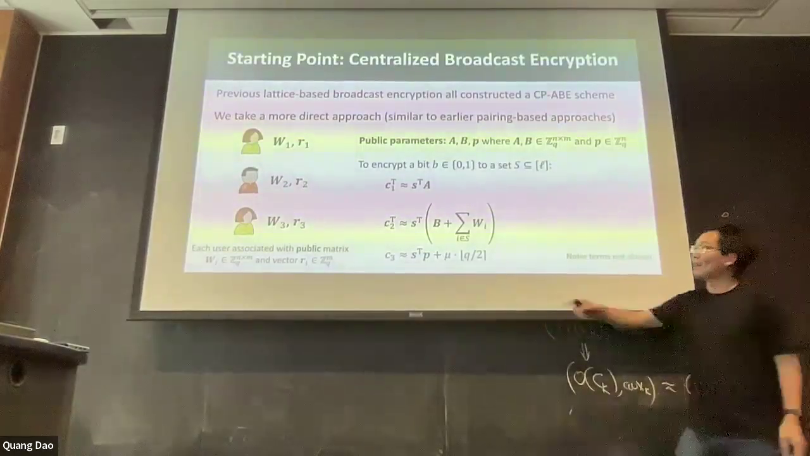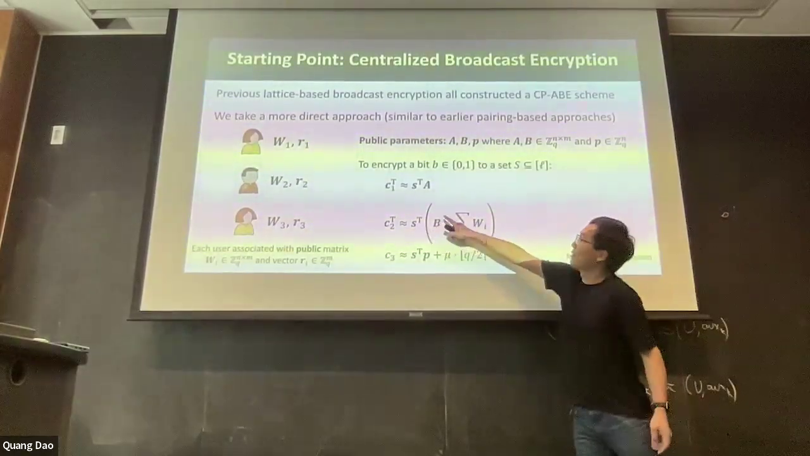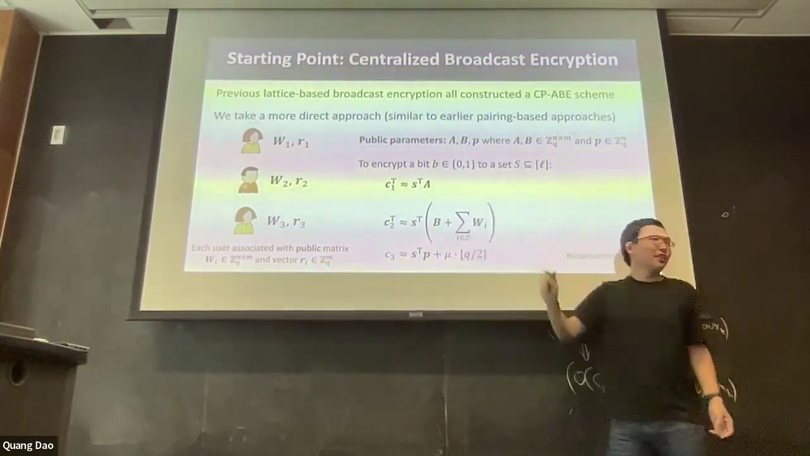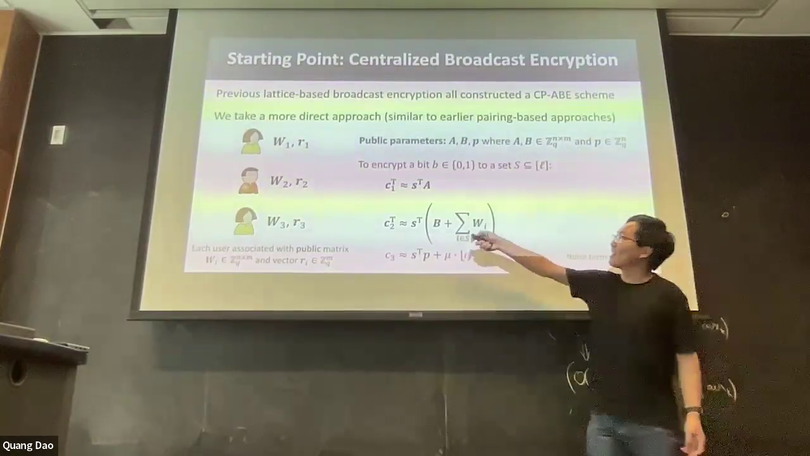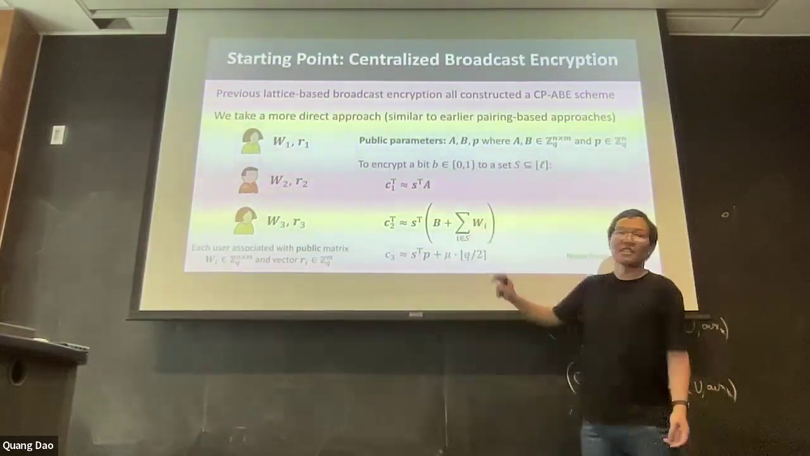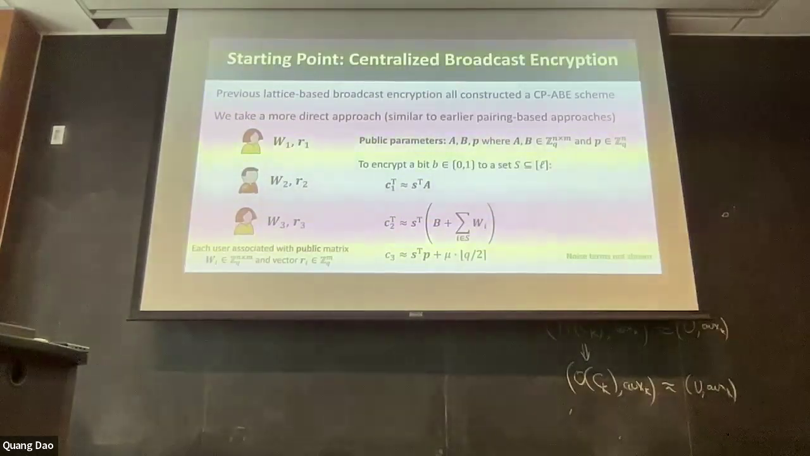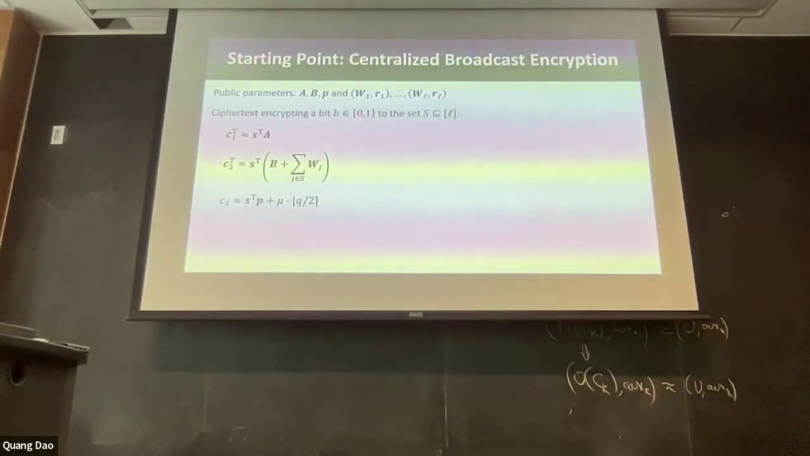The additional component is that I'm going to give out an LWE sample with respect to the matrix B plus the sum of the public keys for the users in my set, right? So every user in a set has a matrix associated with them. I'll sum them up, I'll add it to B, and I'll give an LWE sample with respect to that. So the question then is, how do we get correctness, right?